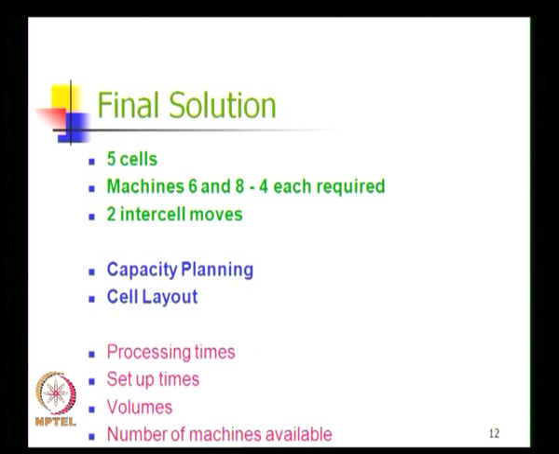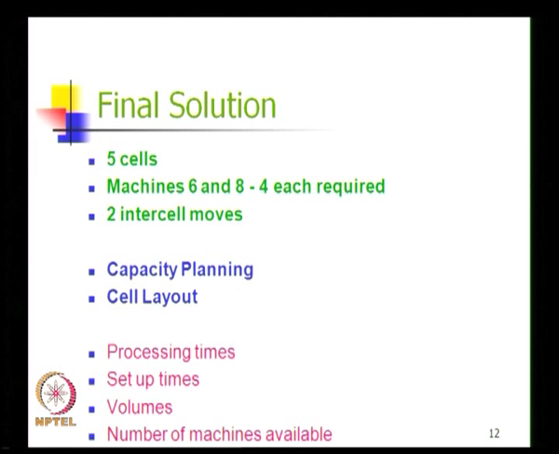Now let us look at this solution, which is the last slide here. The final solution has 5 cells that we have seen. It has machines 6 and 8 with 4 numbers of each required, and it has 2 intercell moves. Now as I mentioned, we have created these 2 intercell moves, but we should make an effort to minimize or reduce this intercell move. Now there are a few other things that need to be done.